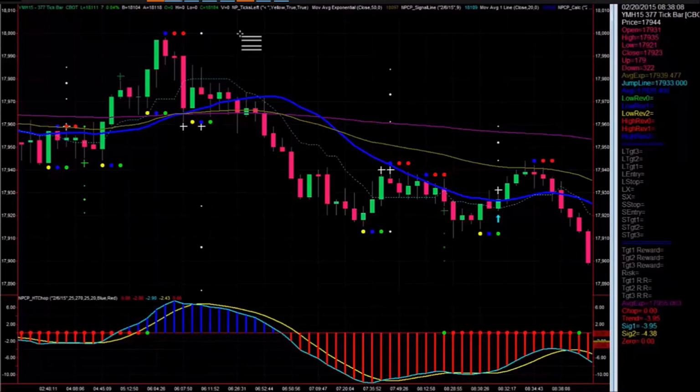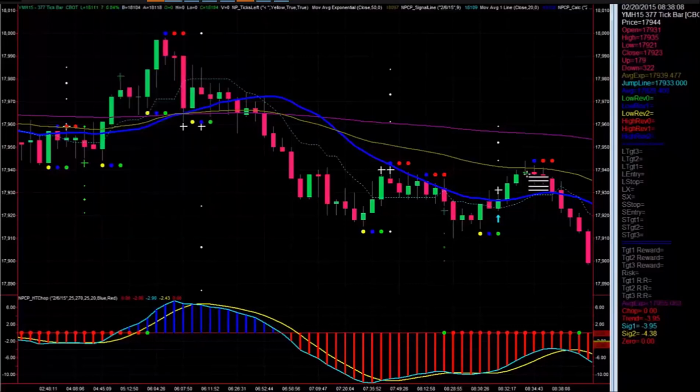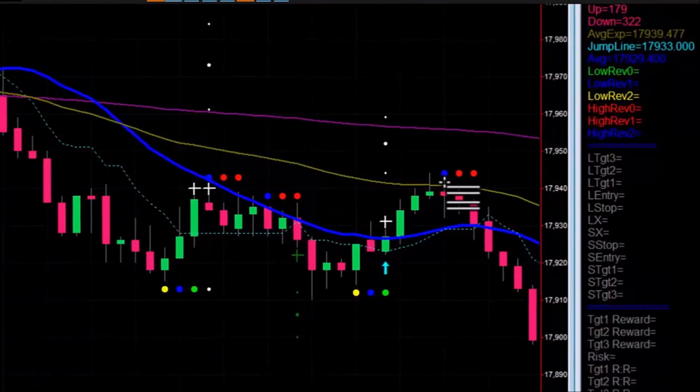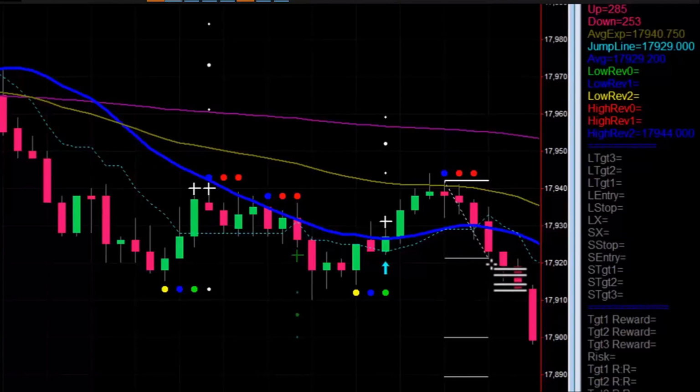Okay, so you can either have it up here on your toolbar or you can go to drawing, snap mode. And you're going to draw from the high of the highest bar, because we're measuring that, to the setup bar, which is that first red bar below the jump line, like so. So it's going to give us a measurement.